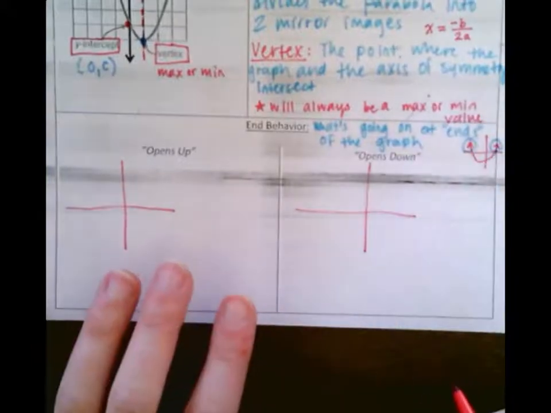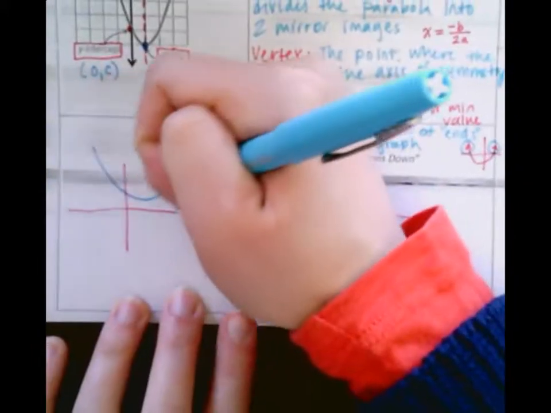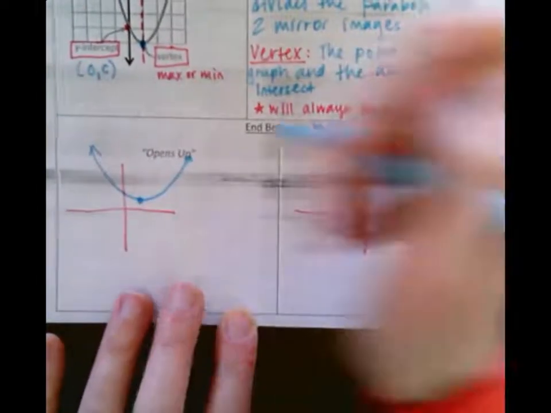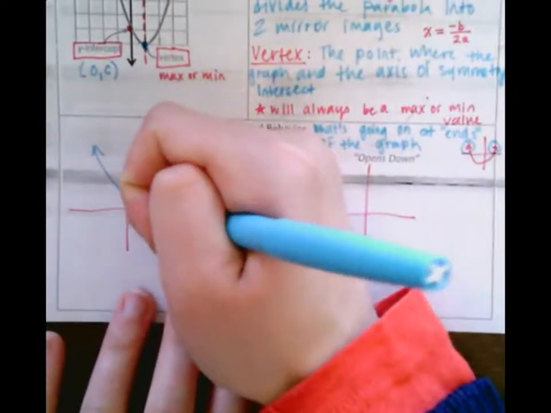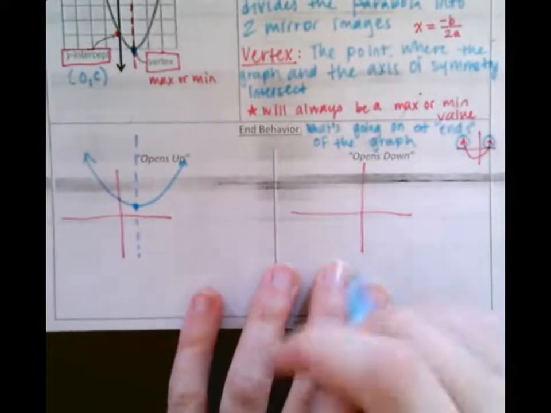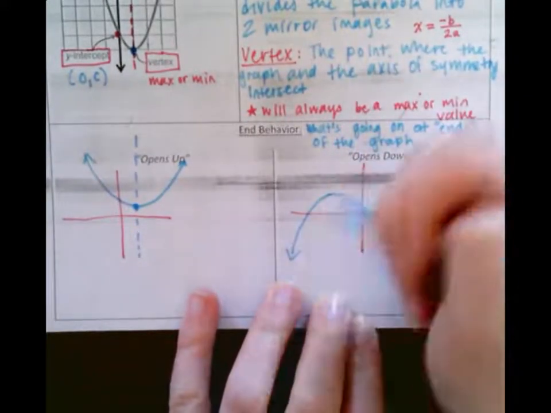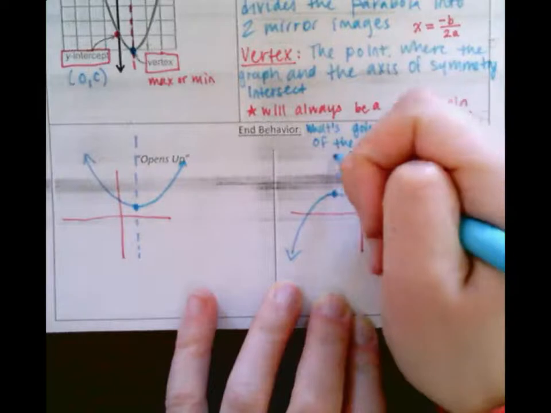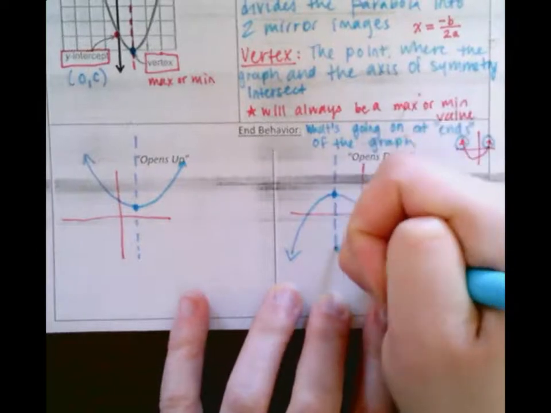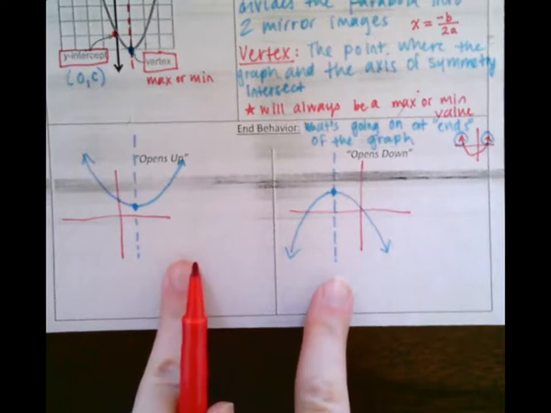So for opens up, I'm going to sketch in a parabola that is facing up. I'm going to say its vertex is about there. I'm going to sketch in the axis of symmetry. And I'm going to do the same thing over here. So I'm going to draw a parabola that's opening down now. I'm going to say the vertex is right there. Draw in the axis of symmetry. Okay, so we get these two types of end behaviors.